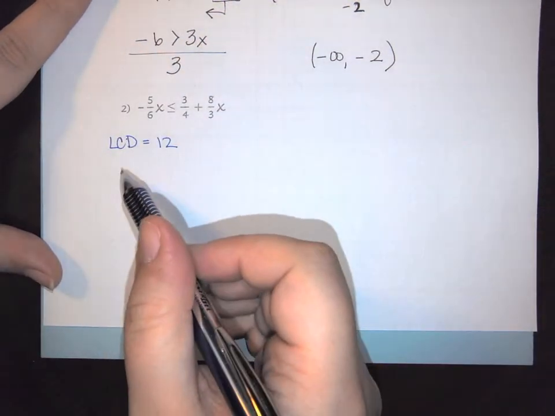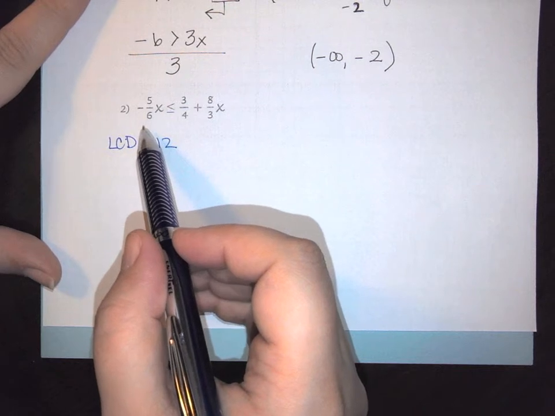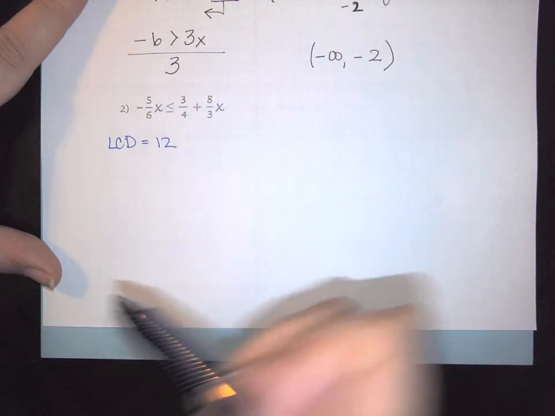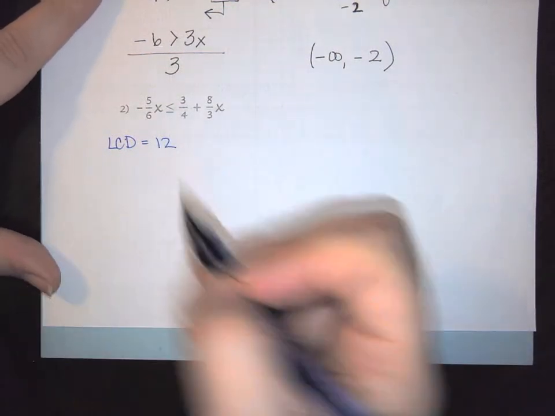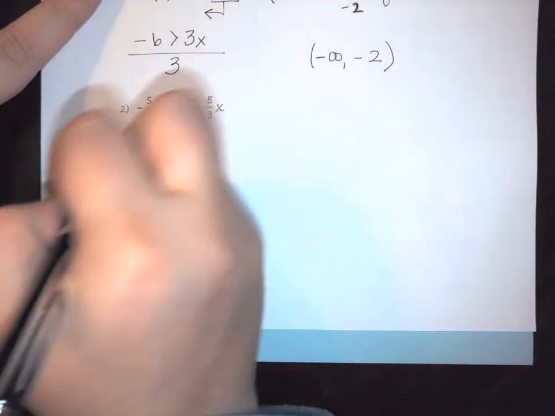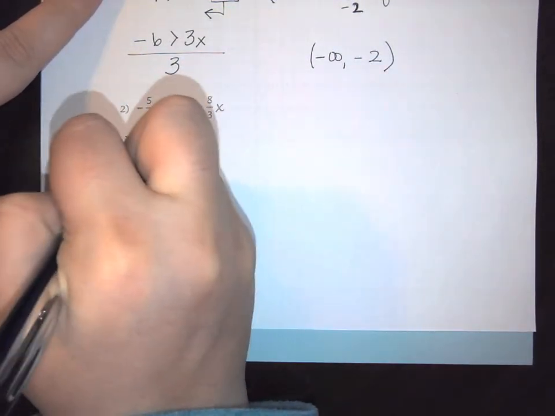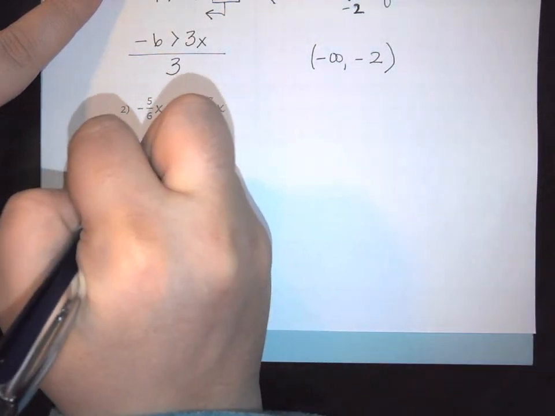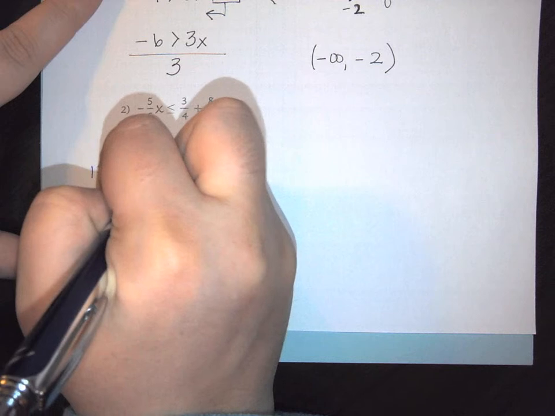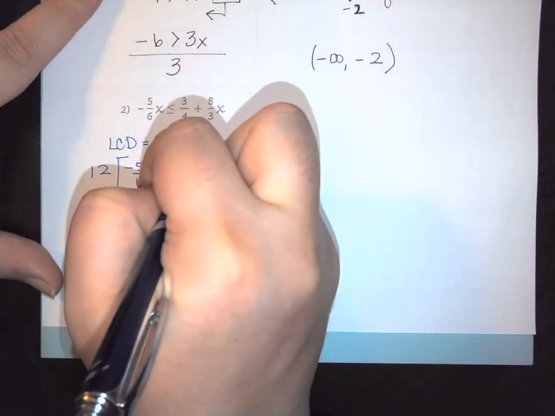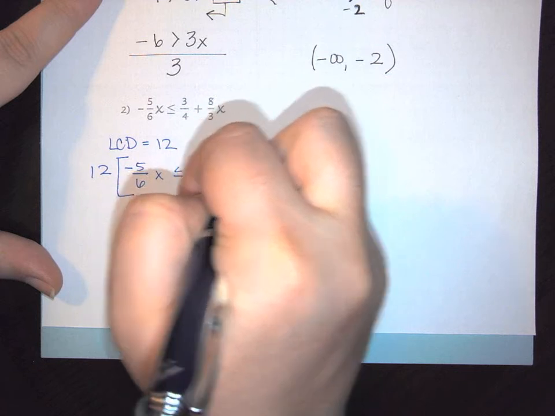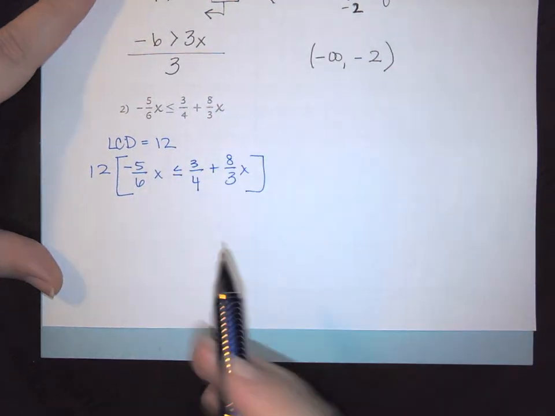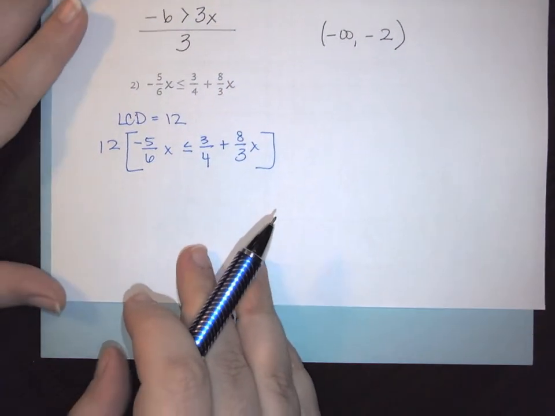Now, when in doubt, just simply find a common denominator by multiplying them all together and use that value. Here, my least common denominator is going to be 12, so I'm going to go ahead and take that 12 and multiply it to the entire equation. So this is negative 5/6 x is less than or equal to my 3/4 plus 8/3 x.